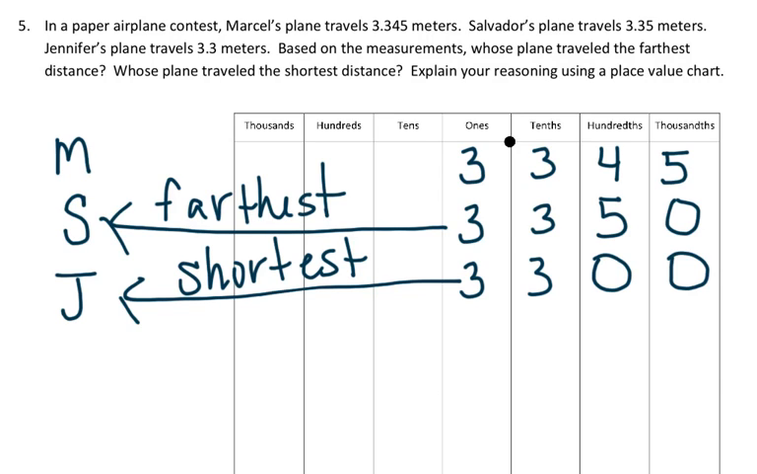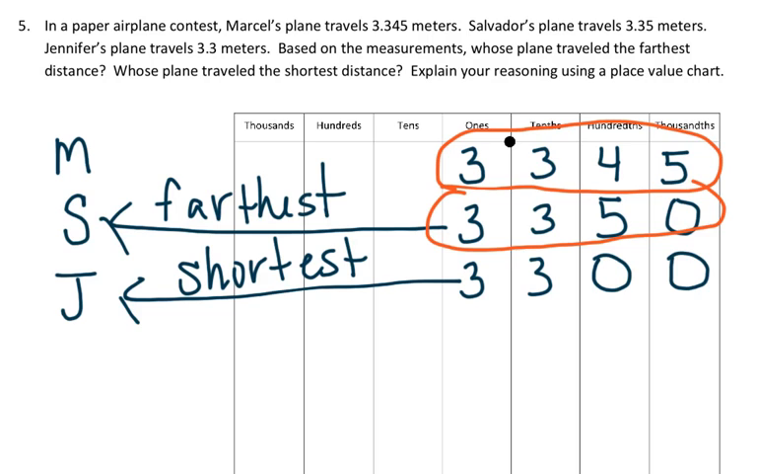Students are familiar with comparing numbers. If you're looking at this, let me just highlight it right here. This right here. If they looked at this number without the decimal point, they can read that as 3,345. And this number would be 3,350, and then the last number here is 3,300. Students should be able to compare those numbers and tell you which one is the smallest number and which one is the largest number. Therefore, they'd be able to answer this question on whose plane traveled the shortest distance and whose plane traveled the farthest distance, hopefully pretty easily using the place value chart.